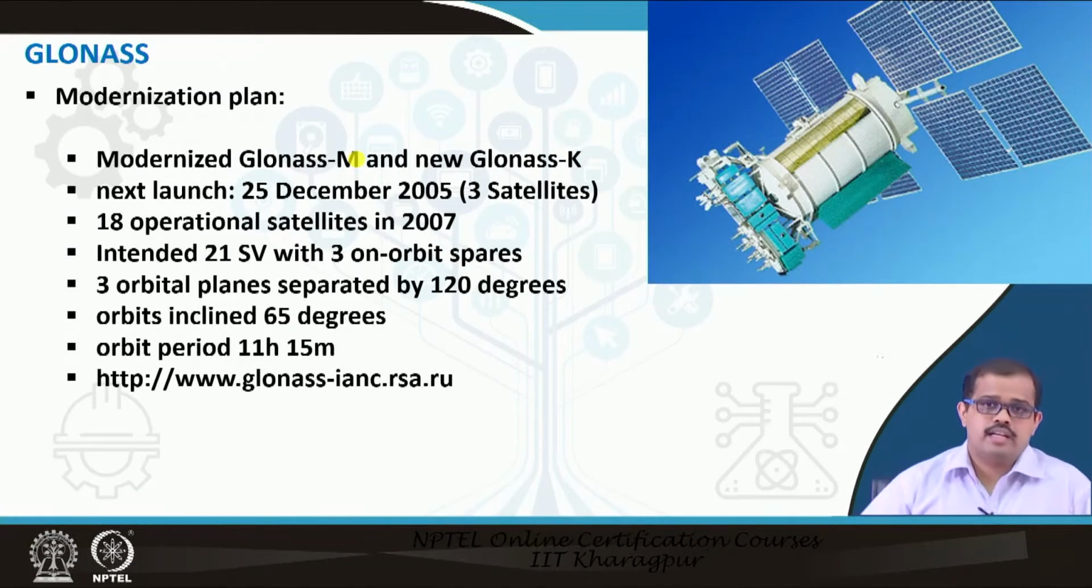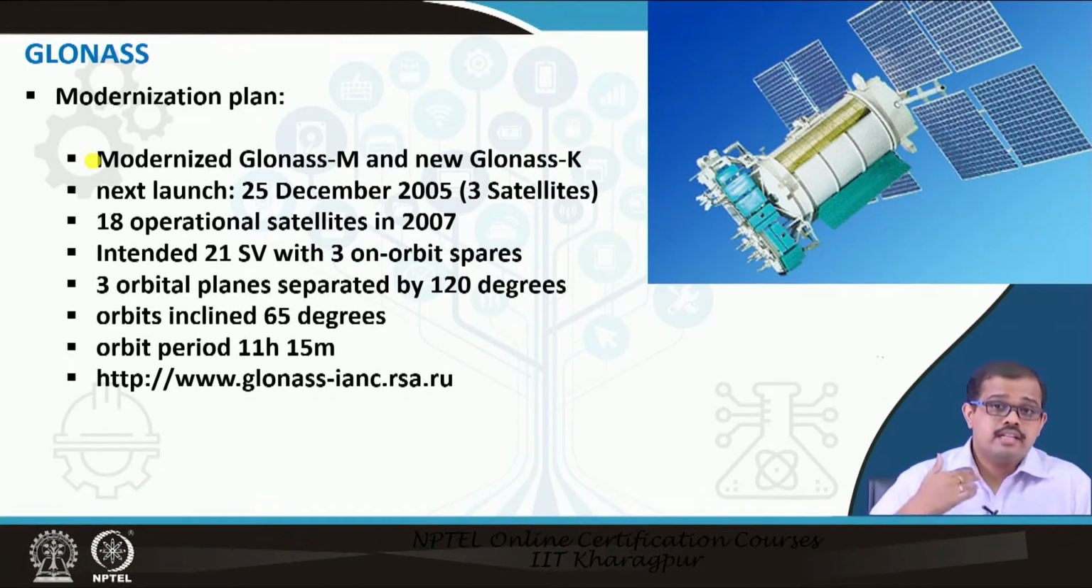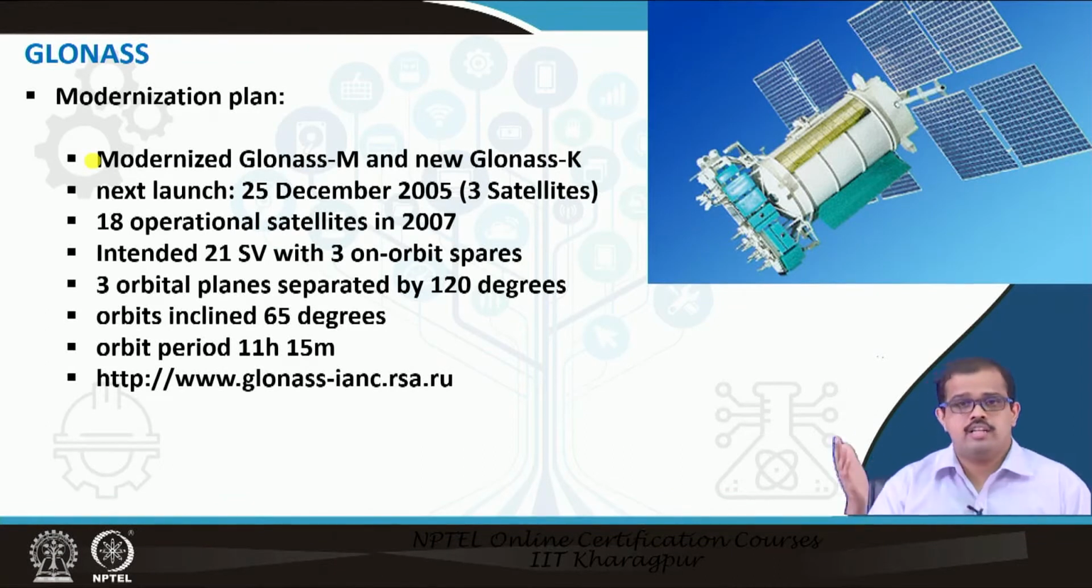Later they did a modernization plan, that is, they modernized GLONASS with GLONASS-M and GLONASS-K. The launch was on 25th December 2005 with 3 satellites. 18 satellites were operational by 2007. They intend to launch 21 satellite vehicles in 3 orbits, with 3 on-orbit spares, which means that 18 operational vehicles will be there and 3 spares. There are 3 orbital planes separated at 120 degrees. When you look at GPS, it is 6 orbital planes separated at 60 degrees. Here it is 3 orbital planes separated at 120 degrees.